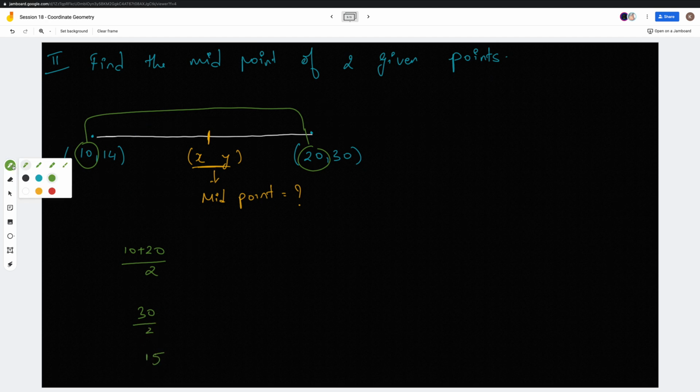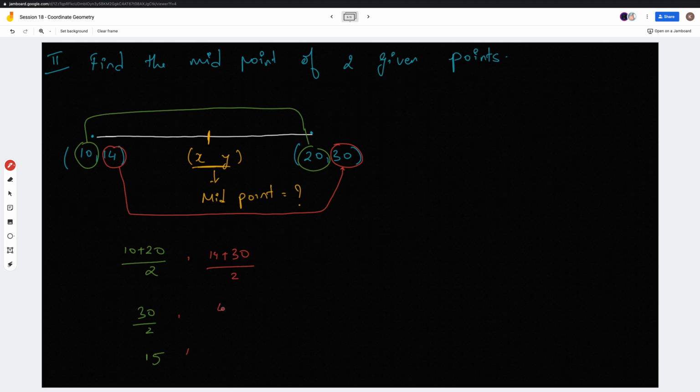The same thing let us do for the y coordinate. So y coordinate is 14 plus 30. So let us write 14 plus 30 divided by 2, because I'm finding the midpoint. So you just add both the values and divide by 2. So what is 14 plus 30? It's nothing but 44 divided by 2, which you're going to get 22. That means the midpoint value, this particular value, is nothing but 15, 22. That is the center point, or the midpoint of these 2 points.